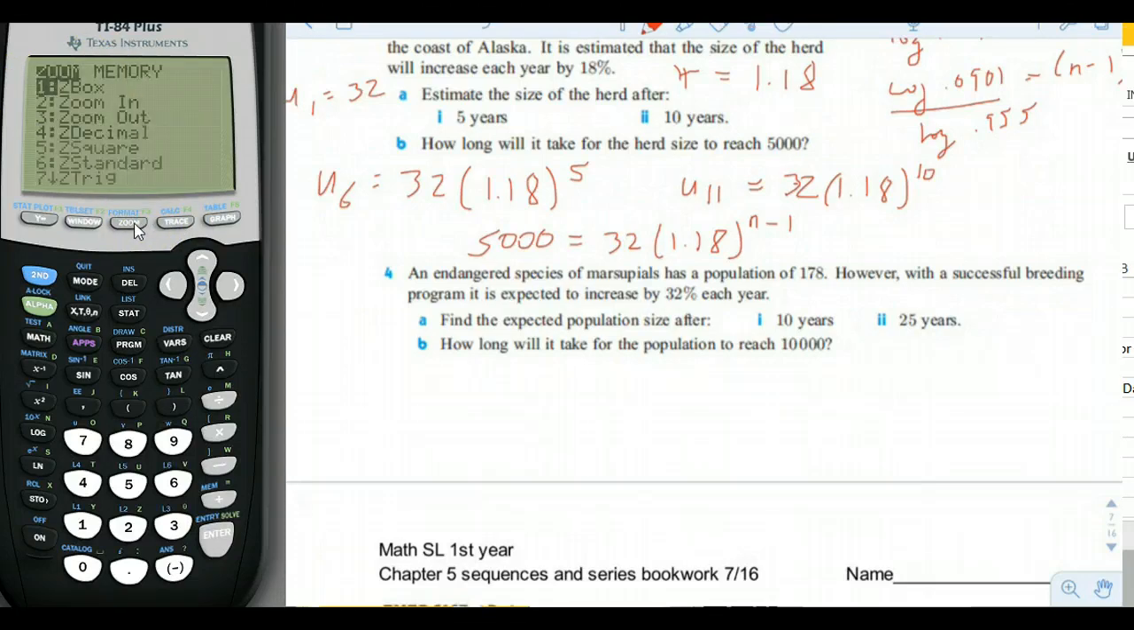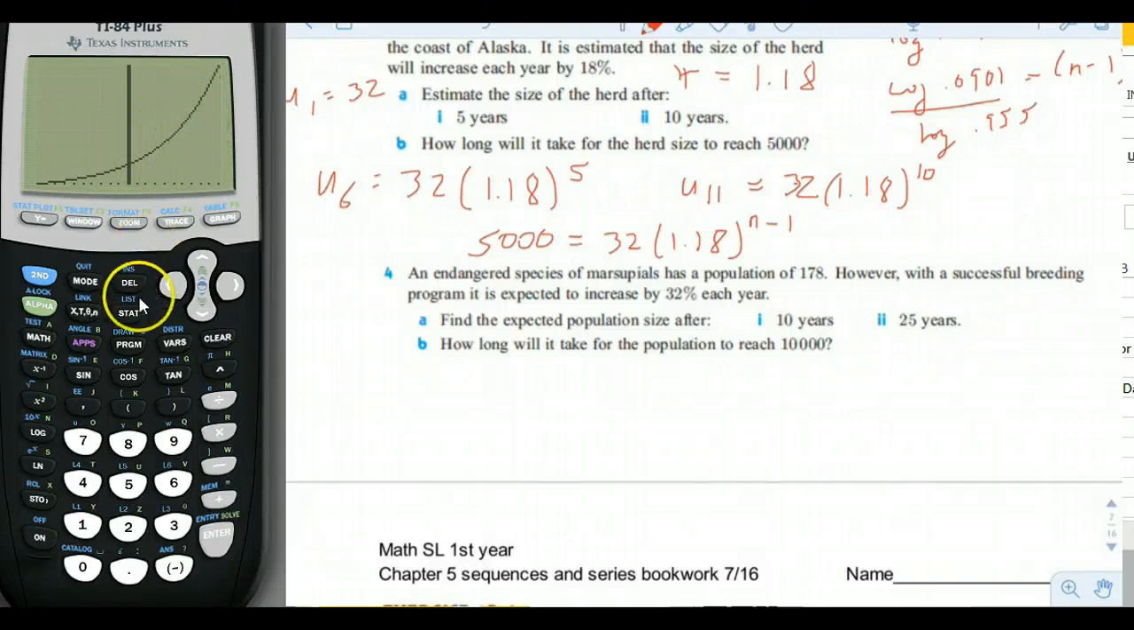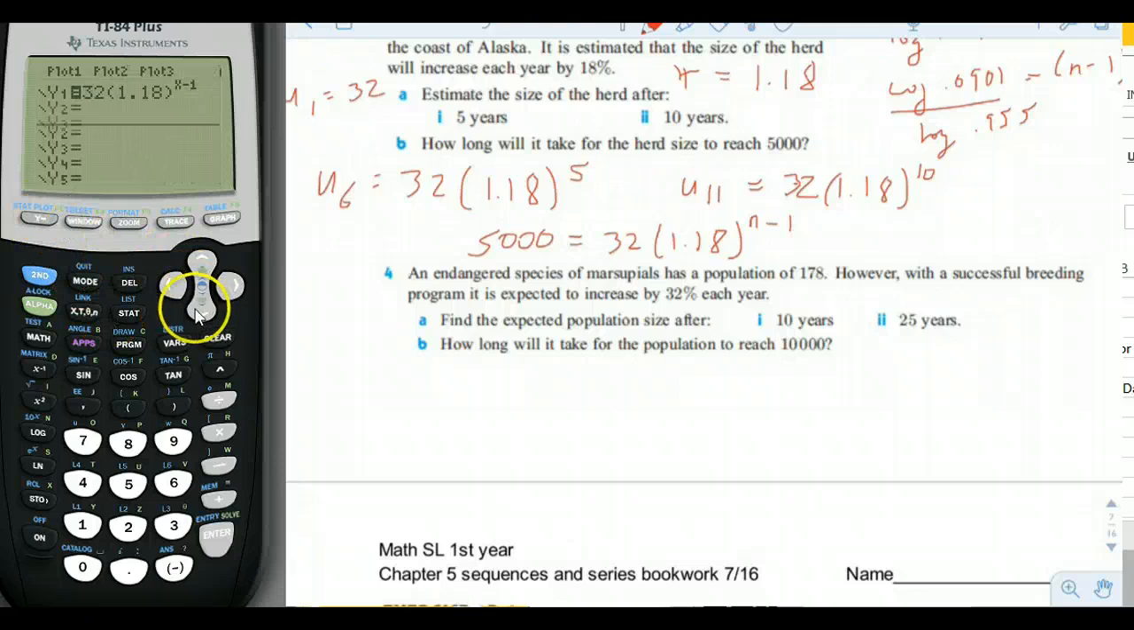So we could do zoom, and we could do zoom fit, which is I think option 0 or something like that. And then that'll help us see more of the function. And then we're interested in when this hits 5,000. So in order to see where it hits 5,000, we could graph another line, which would be 5,000. Graph that.